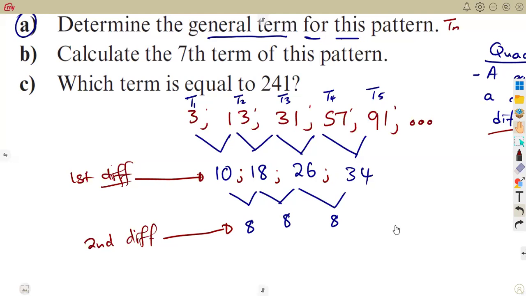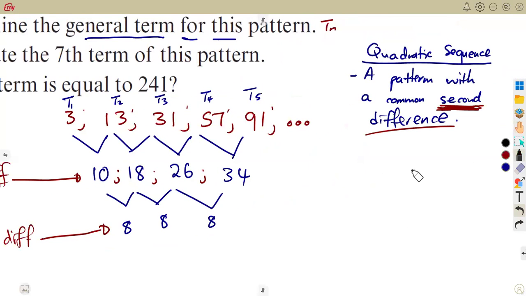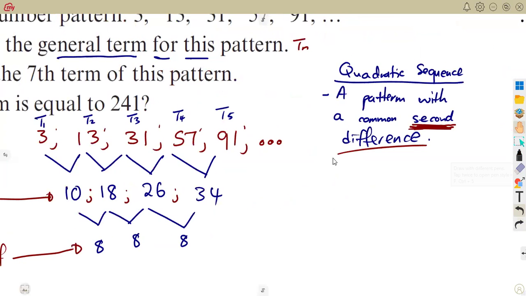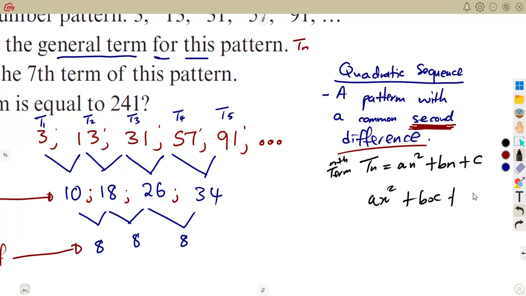Once you see that, it follows that from this quadratic, our nth term, which is our general term, the nth term formula for Tn, will be given as an squared plus bn plus c. Remember your quadratic, just like ax squared plus bx plus c. But we are no longer having x. In place of x, we are talking of the number of terms.